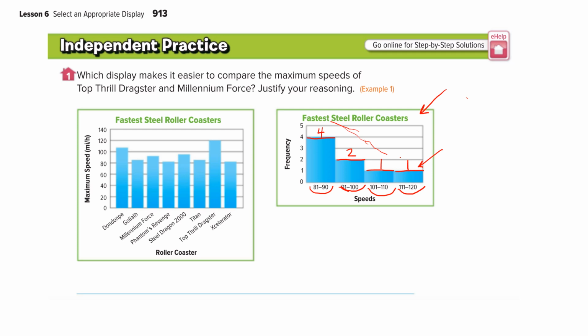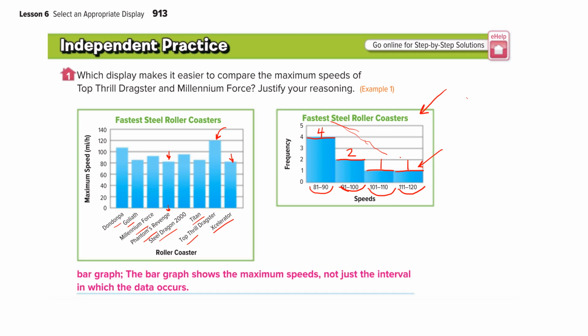The graph on the right is a bar chart or a bar graph, and I can see the individual names of every single roller coaster and how fast each roller coaster travels. And so I can easily see that the Top Thrill dragster is the fastest, and it looks like Phantom's Revenge might be the slowest. I don't know, this one, Accelerator, might also be. They're pretty close on the graph. The bar graph shows the maximum speeds, not just the interval in which the data occurs.